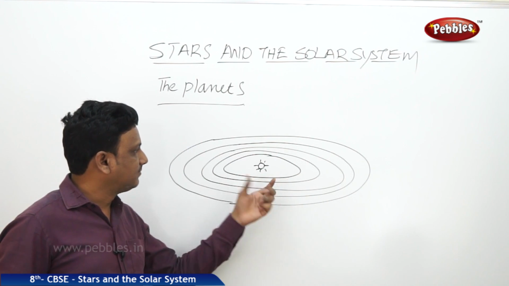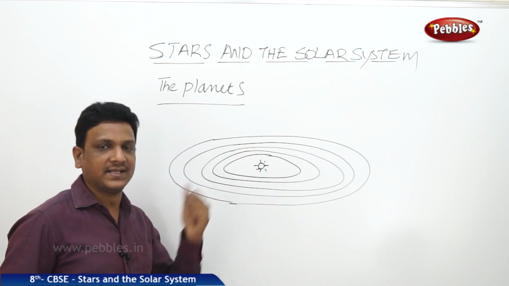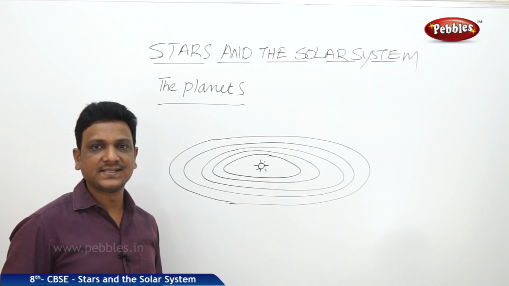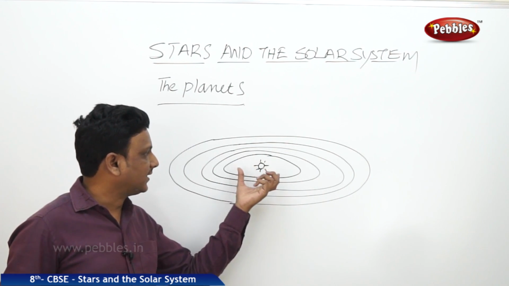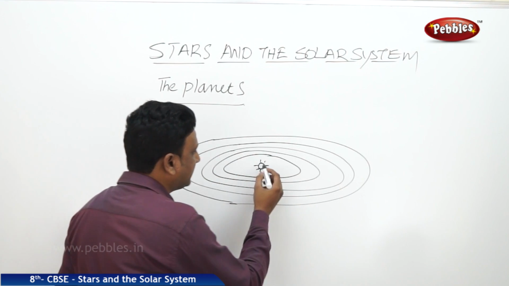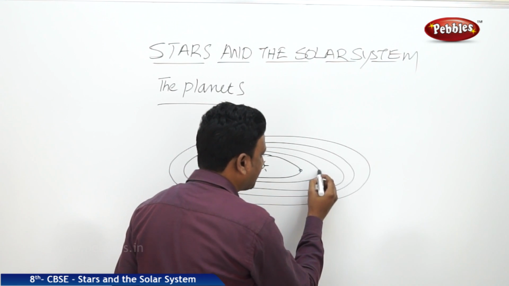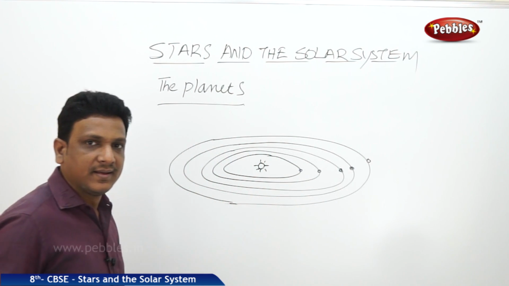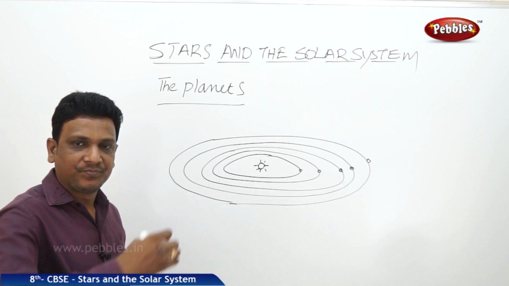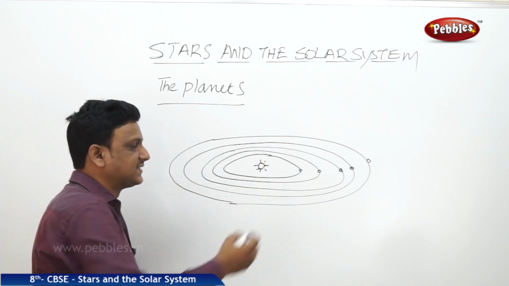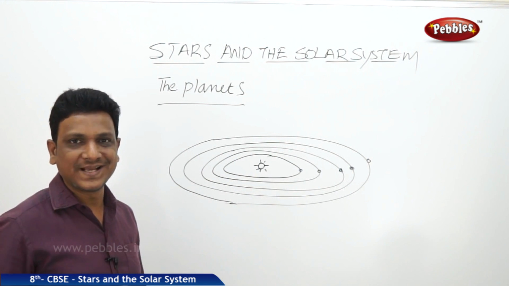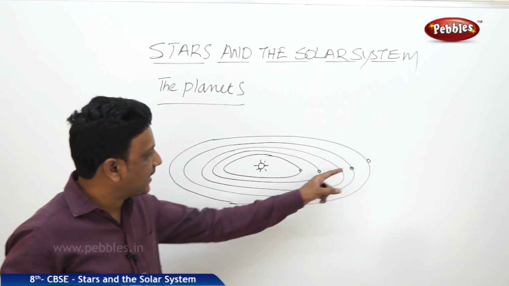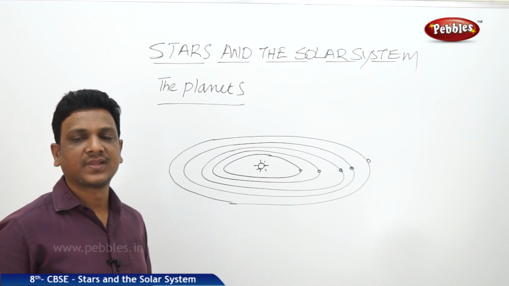The solar system contains the sun as its center. The sun is a star, a huge ball of burning gases. So the sun is at the center. It is surrounded by some objects, some spheres, which rotate and revolve around the sun. They rotate on their own axis and they revolve around the sun. These are called planets.